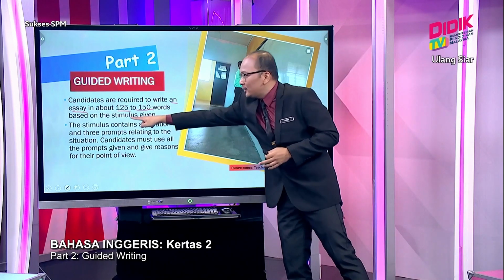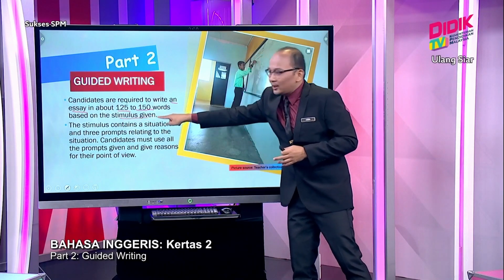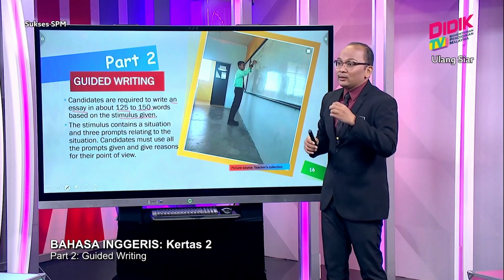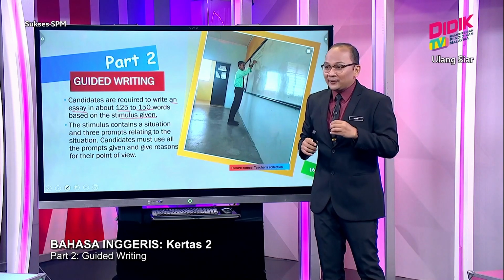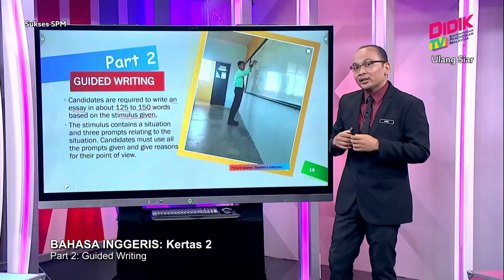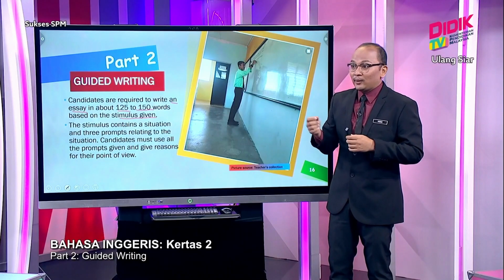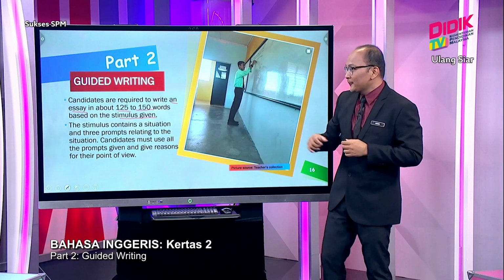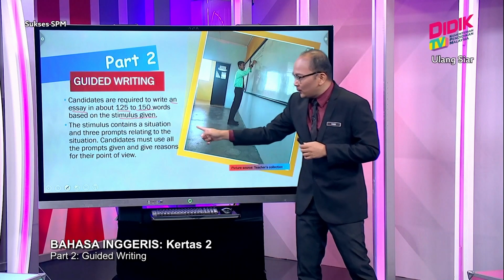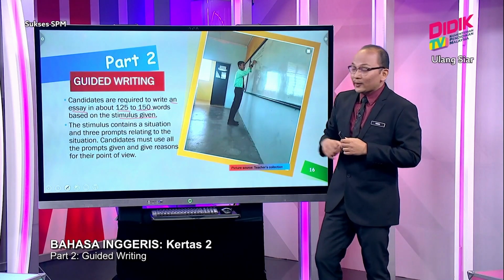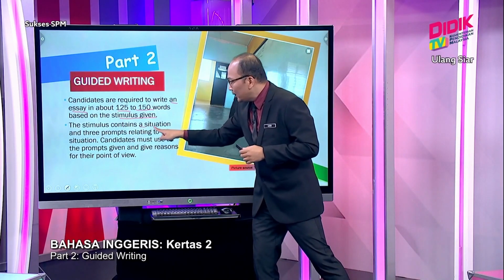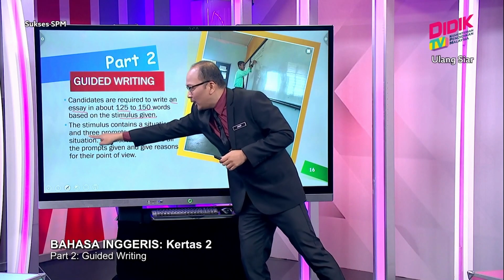And based on the stimulus given. So, in the question, there will be a stimulus given, the situation. So we are going to look into that, and we are going to highlight how we can actually address it when we want to answer the question. So the stimulus contains a situation and 3 prompts. So far, this is very clear. A situation and also, how many, Chris?